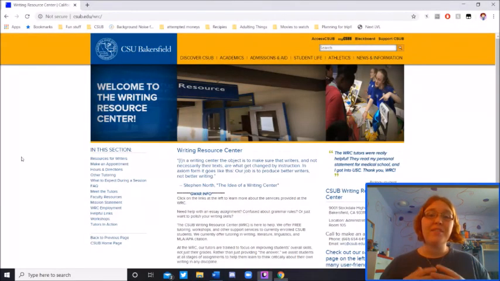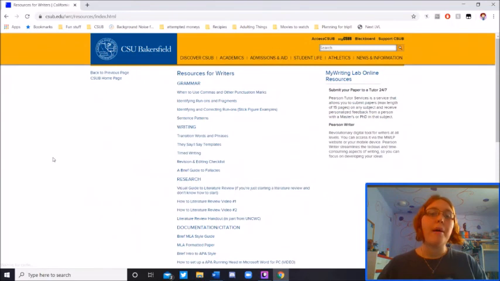So some ways to see if you can figure out these exceptions or these extra things, you can go to csub.edu/WRC. Again, the URL is csub.edu/WRC. And we're just going to check out resources for writers. These will have handouts that are really, really useful. I direct people to this site all the time. We're going to look for, under grammar, right up top here, when to use commas and other punctuation marks.